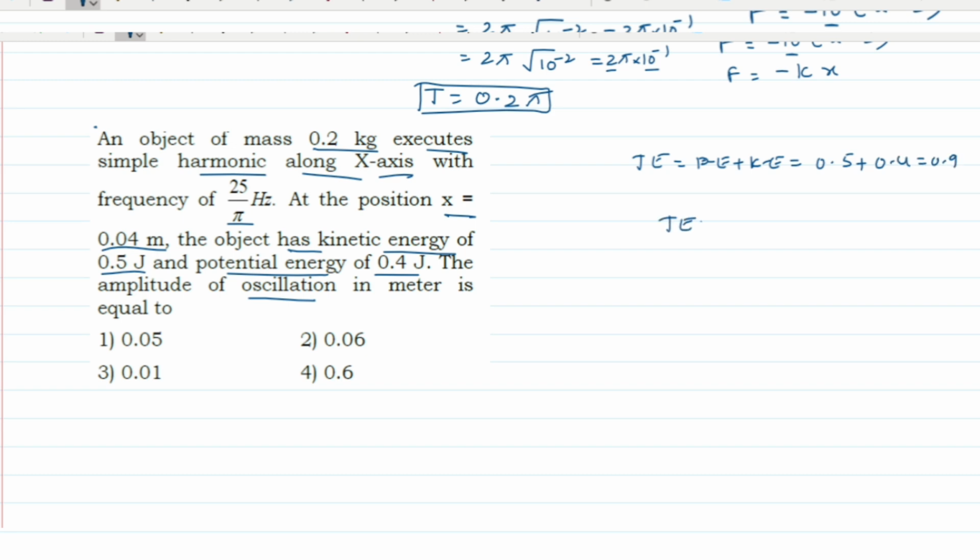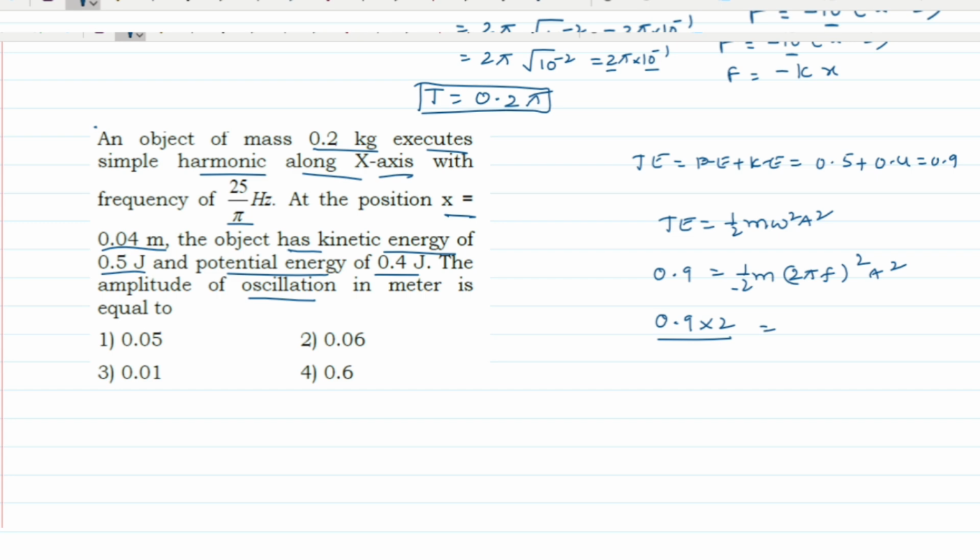Then the total energy formula will be half m omega square a square. Here we need to calculate half into m into omega square into a square, the amplitude of the oscillation they are asking. Here omega you can take as 2 pi f, so this is 2 pi f whole square into a square. Now total energy we already got as 0.9 joules. You just cross multiply this one. So it's 0.9 into 2, this 2 you have to bring this way, by m.